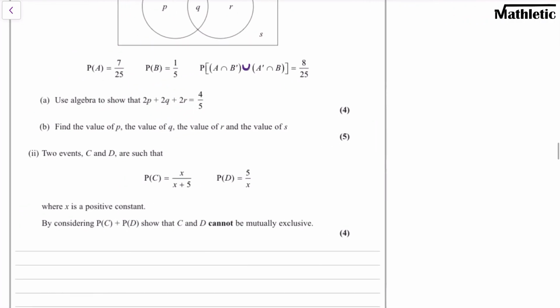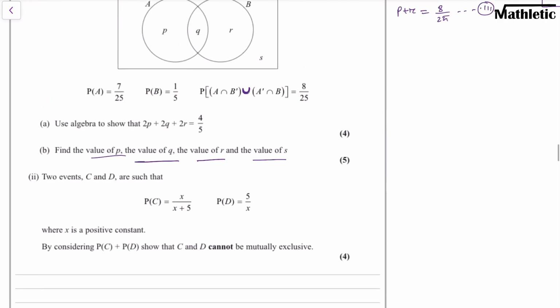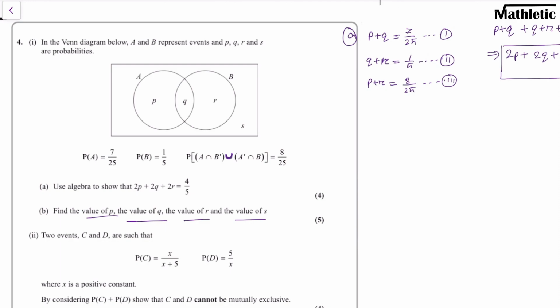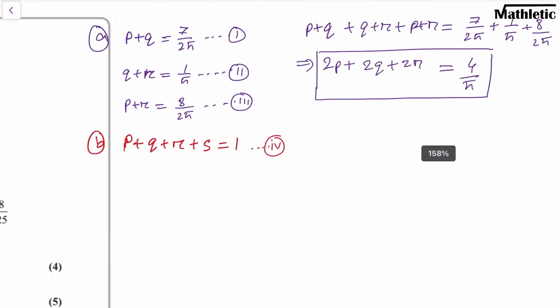Next, you need to find the values of P, Q, R, S. You need to calculate all the values. We have 4 unknown terms. So far you have only 3 equations, but for 4 unknowns you need 4 equations, right? So for the last equation, you can use the concept that total probability is 1. If I add all these values here, P plus Q plus R plus S equals 1. So this is the fourth equation. I will just solve these 4 equations to get the values of P, Q, R, S.